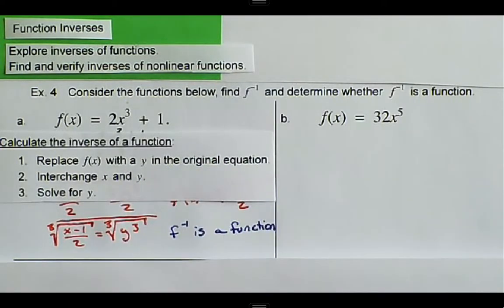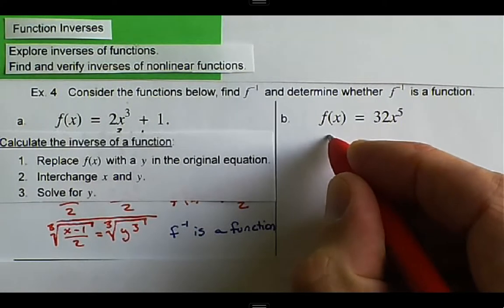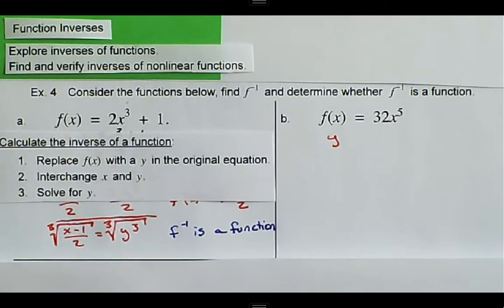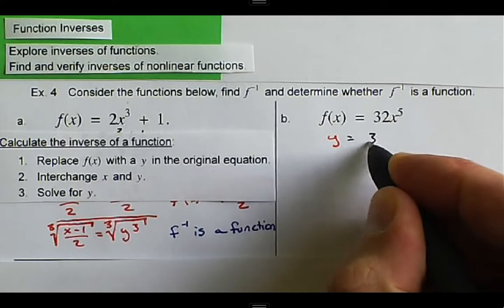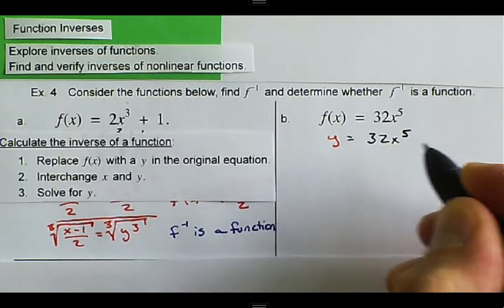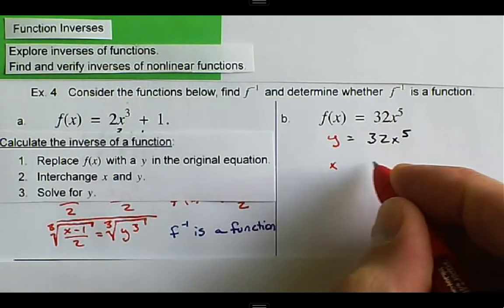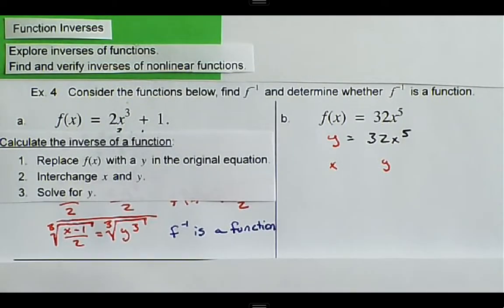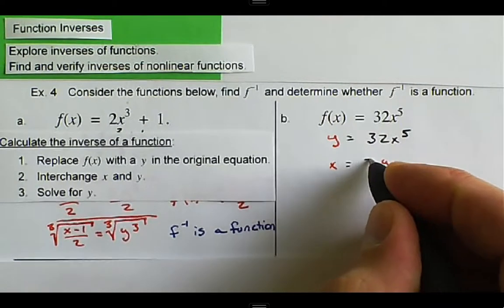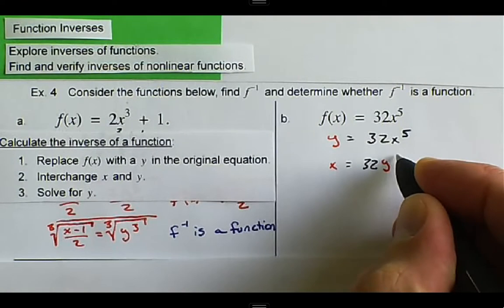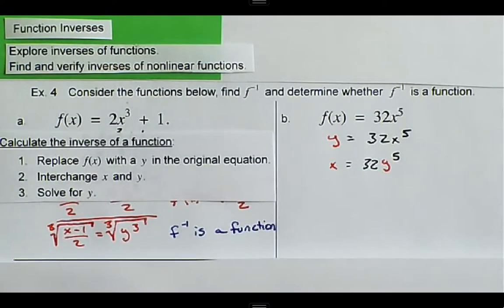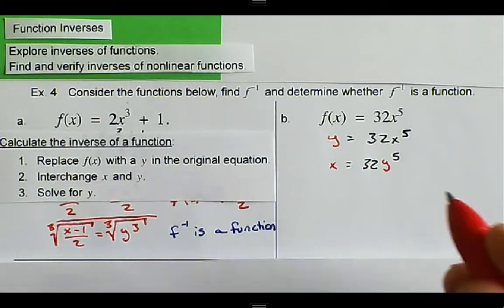for b, and we'll go through our process again. Replace f of x with y. Then switch or interchange x and y. So x goes here, y goes there. And then solve to get y by itself.